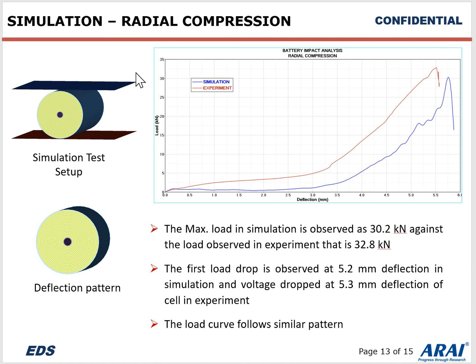Now coming to the simulation test for the radial compression test. The cell is kept between the ground and the plate, and the load is applied to the plate on the cell. Ground and plate are both rigid parts, and the force was applied. And the graph of force versus deflection is observed.